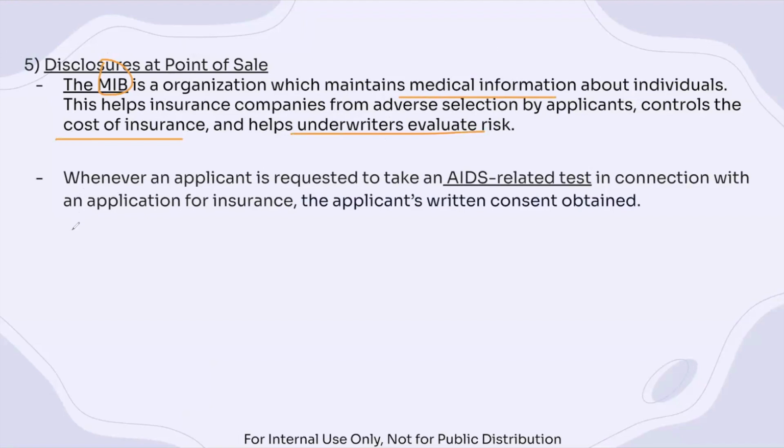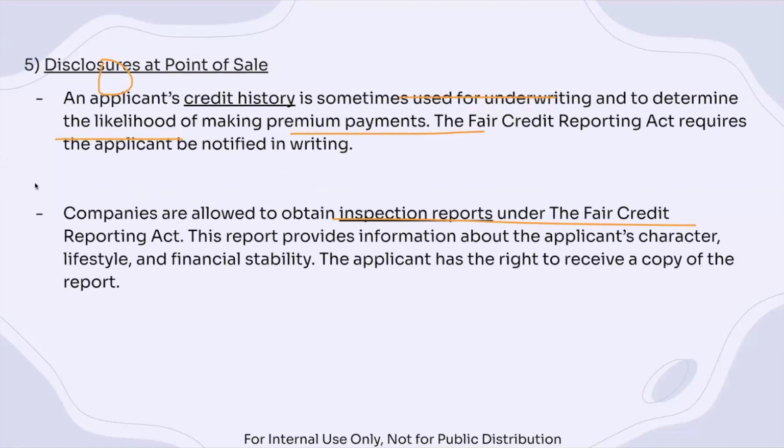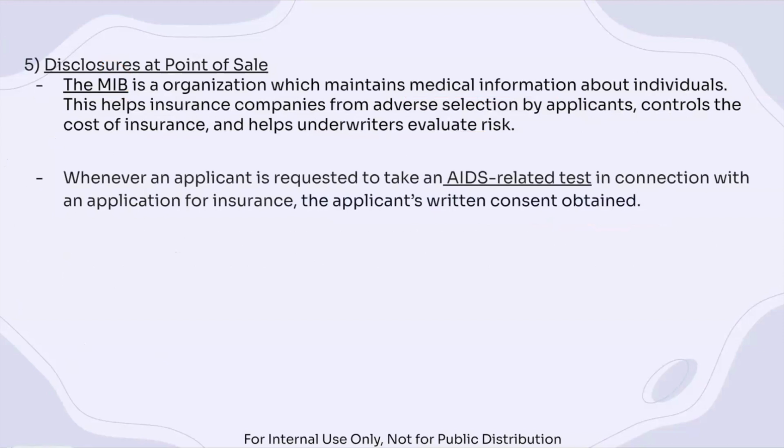Next, with HIV and AIDS-related tests. Whenever this is required, the applicant's consent must be obtained. So if an applicant is requested to do this, then their consent must be obtained beforehand. Okay. So these are the four major disclosures that we want to be aware of. Credit history, the inspection reports, MIB, and AIDS-related tests.